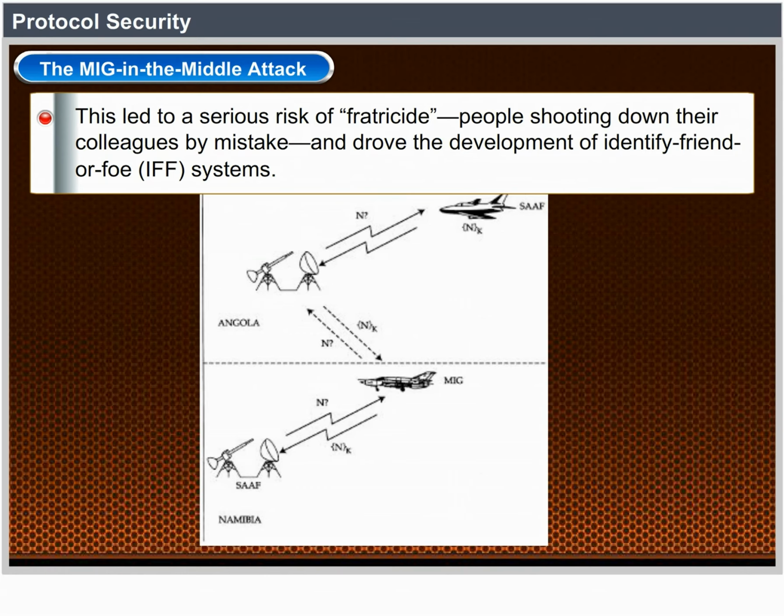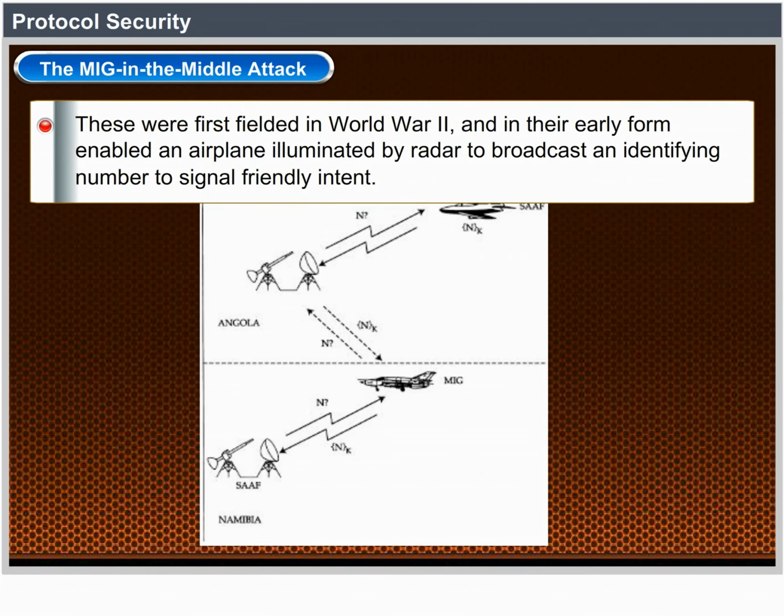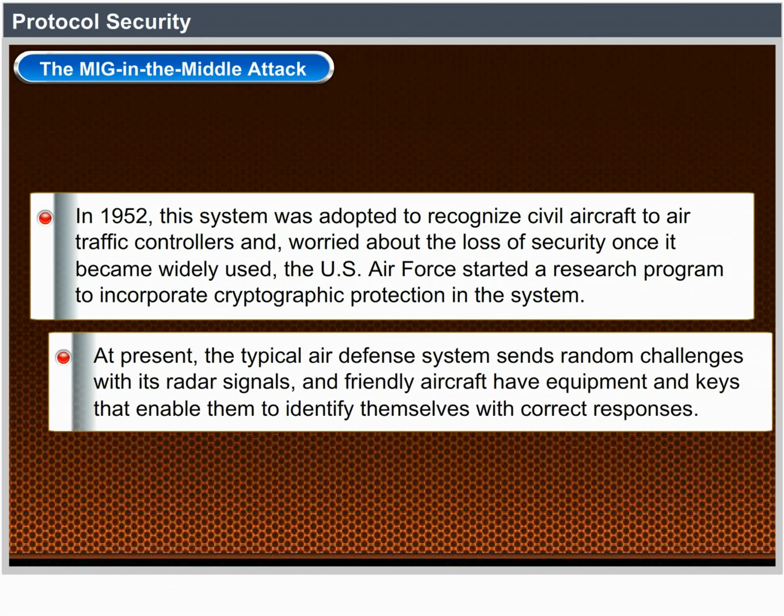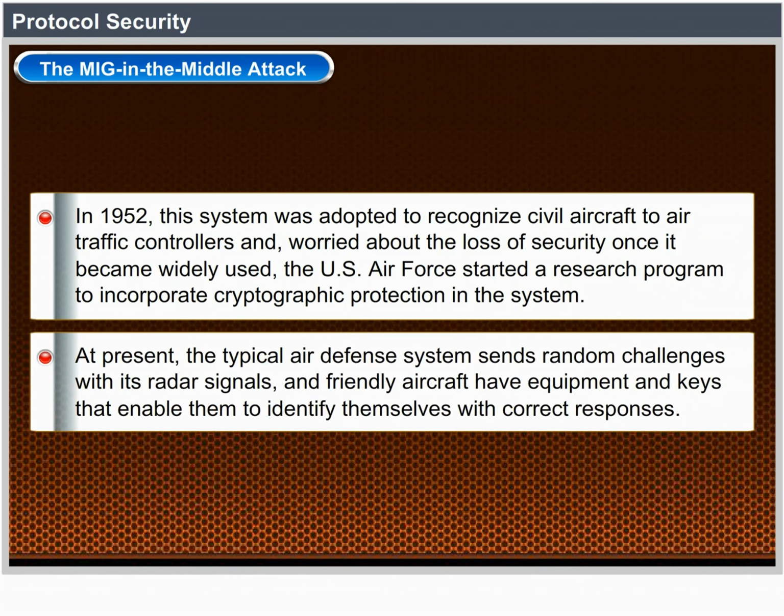These were first fielded in World War II and in their early form enabled an airplane illuminated by radar to broadcast an identifying number to signal friendly intent. In 1952, this system was adopted to identify civil aircraft to air traffic controllers, and worried about the loss of security once it became widely used, the U.S. Air Force started a research program to incorporate cryptographic protection in the system. Nowadays, the typical air defense system sends random challenges with its radar signals, and friendly aircraft have equipment and keys that enable them to identify themselves with correct responses.